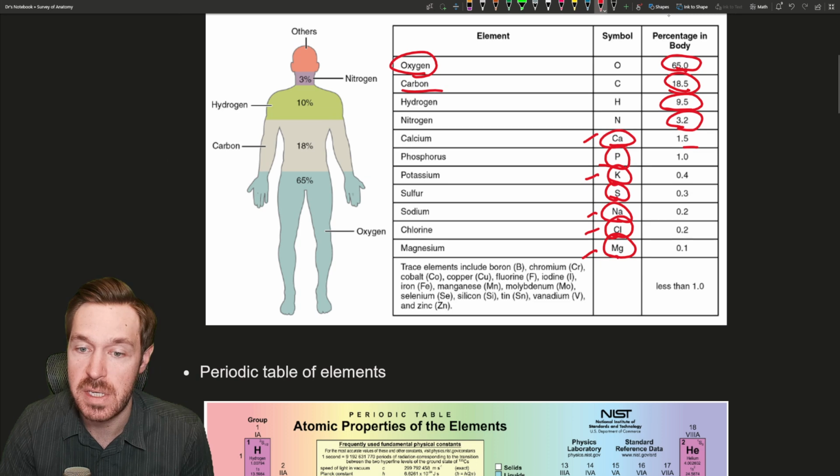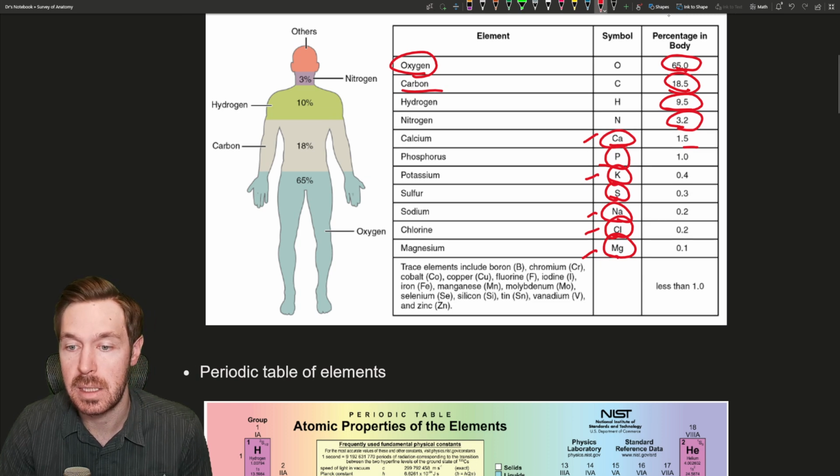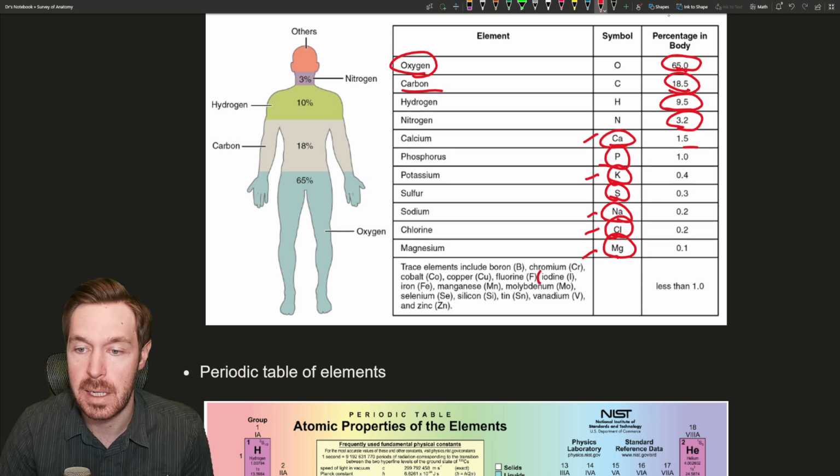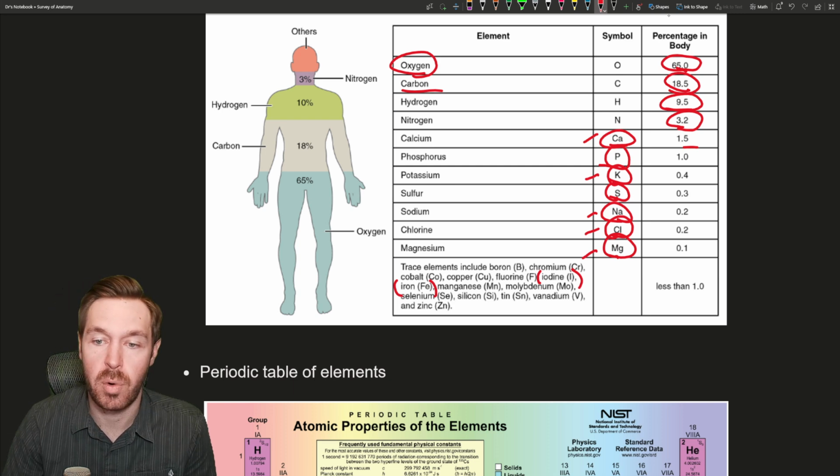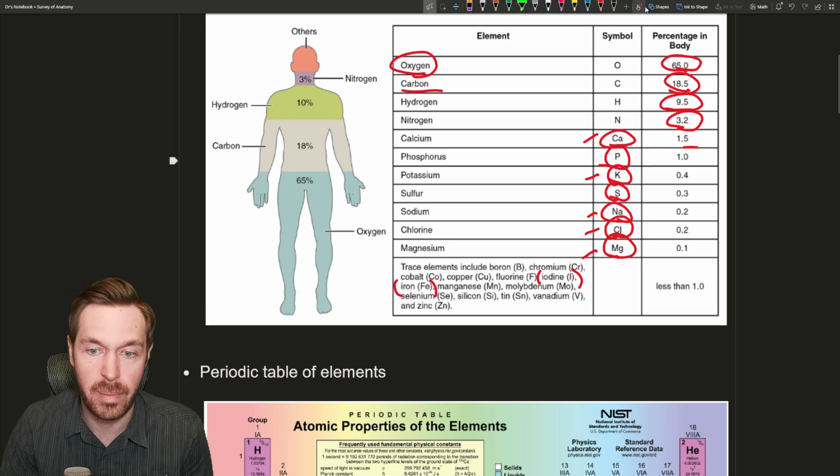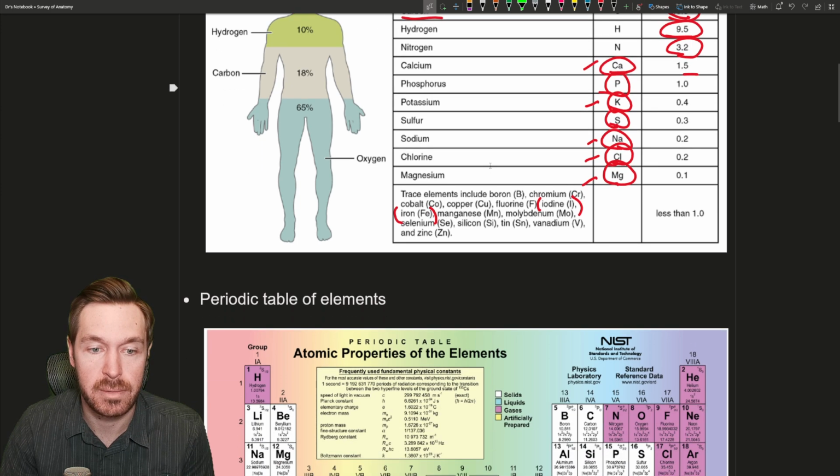And of course, there's a whole bunch of trace elements. So missing any of these, you're not going to be having a good time. Iodine is essential in your thyroid. Iron is essential for transporting oxygen in the blood. So it's just a little idea of the importance of some of these other ones we do find in the body, but are essential for life.